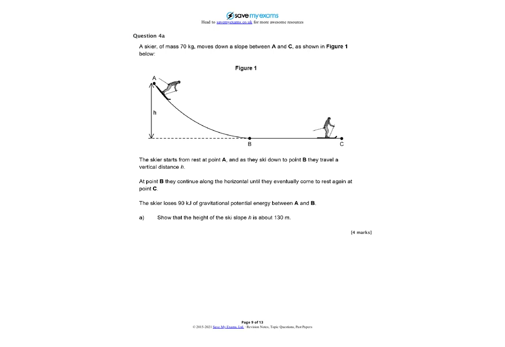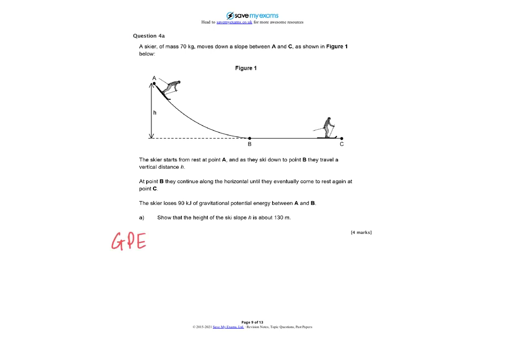Question 4a. A skier of mass 70 kilograms moves down a slope between A and C, shown in the figure. They start at A, ski down to B, and then they travel a vertical distance of h. At point B, they continue along the horizontal until they come to rest. The skier loses 90 kilojoules of gravitational potential energy between A and B. Part A showed that the height of the ski slope h is about 130 meters.